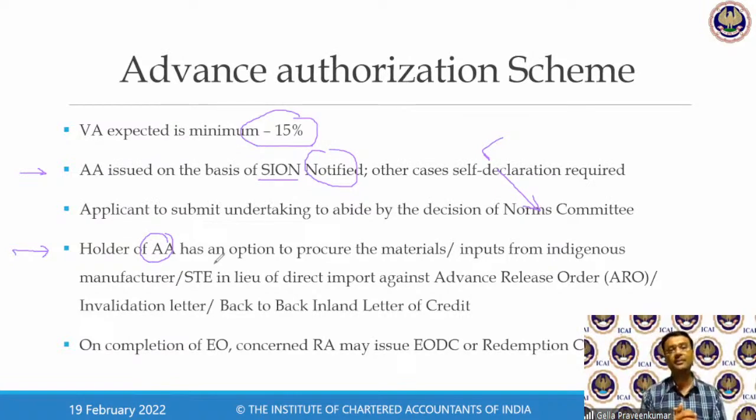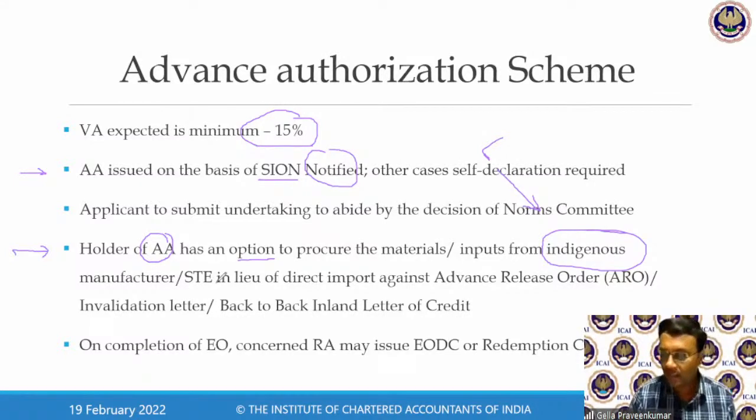So when I do the conversion calculation and all, I could save a little time, I could save a little money if it is purchased from India. So they say, look, you have an option to procure those materials or inputs from indigenous sources, that means within India. When you're buying those materials, I don't insist you should always import. You can also buy from India, from a manufacturer or an STE. There is something called a state trading enterprise, for goods which are permitted for sale through STE. So I can buy from a manufacturer in India or from an STE instead of import. How does it happen? Against an advance release order or invalidation letter.